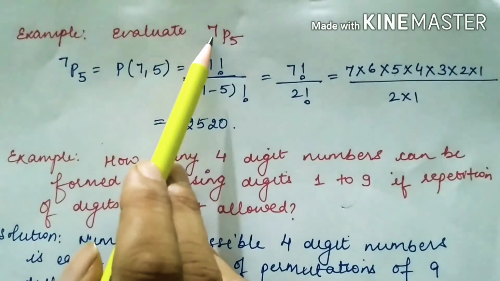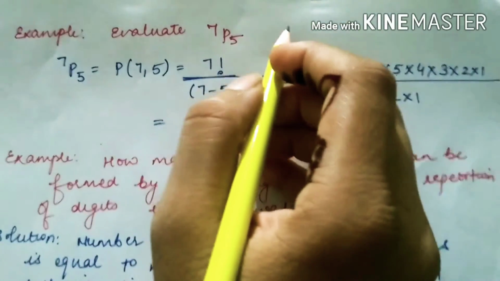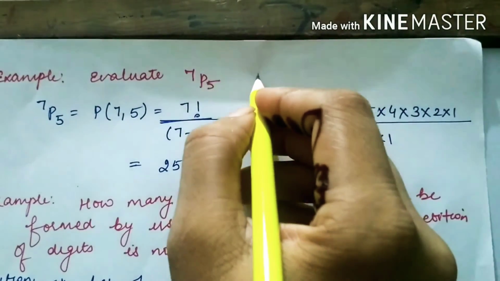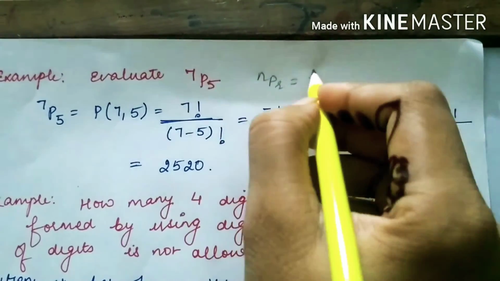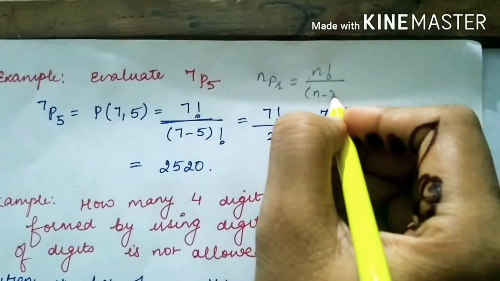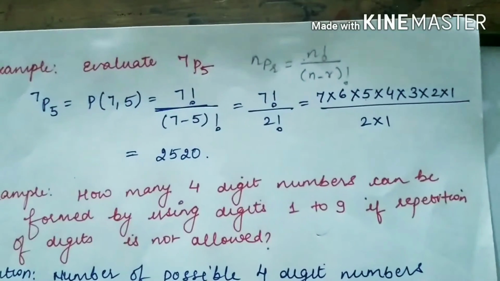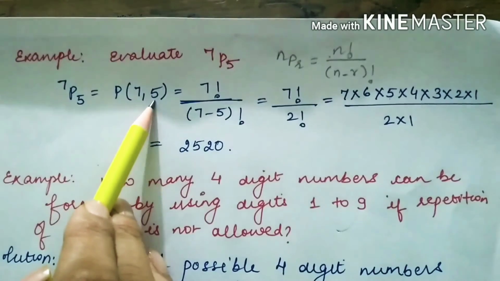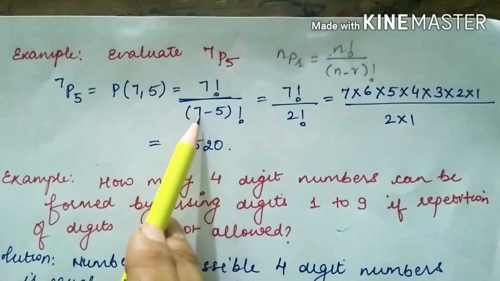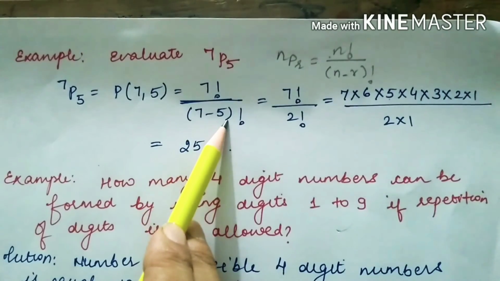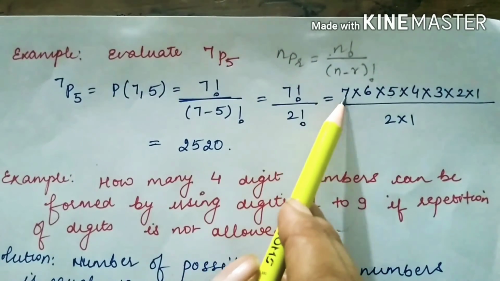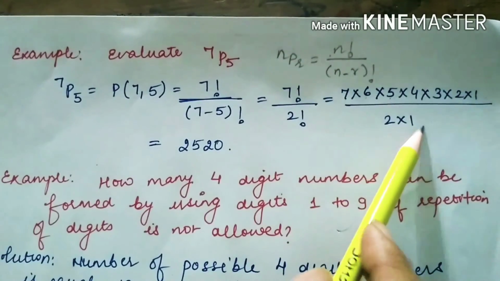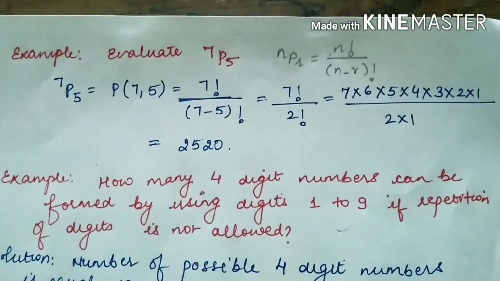Example: evaluate 7P5. We know the formula of nPr is factorial n upon factorial n minus r. So this can be written as 7P5 is equal to P bracket 7, 5 is equal to 7 factorial divided by 7 minus 5 factorial. We solve it. What do we get? 7 into 6 into 5 into 4 into 3 into 2 into 1 divided by 2 into 1. When we solve, we get 2520.